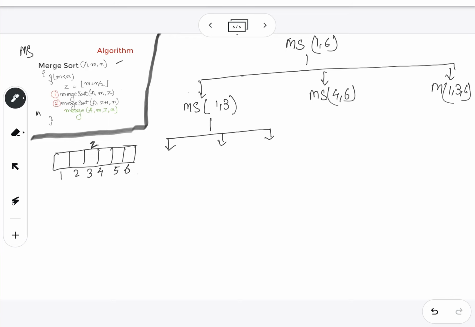Let's talk about this part. The middle part has been broken down, so let's take the middle as 1 and 2. Then this part is 3 and 3, and then the merge procedure is called. So let's take the merge procedure as 1, 2, 3.